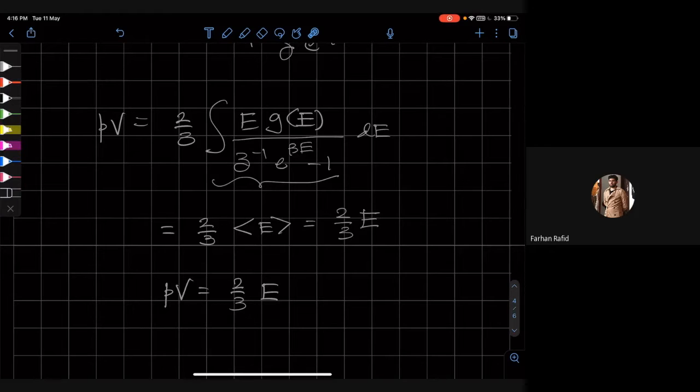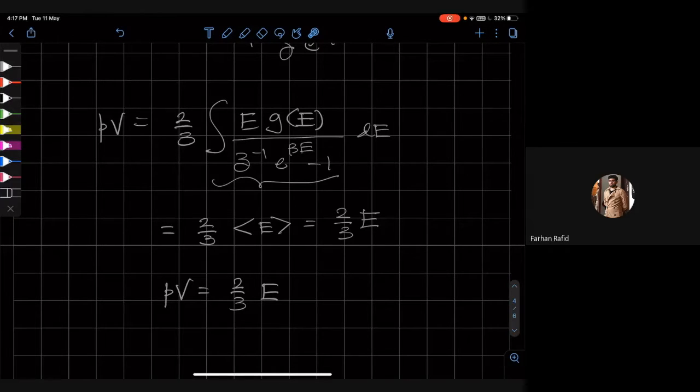Now let's see how our familiar equation of state, for example in a classical limit, you'd expect PV equals nRT to emerge from this, right? How does that emerge from this? So let's look at that.